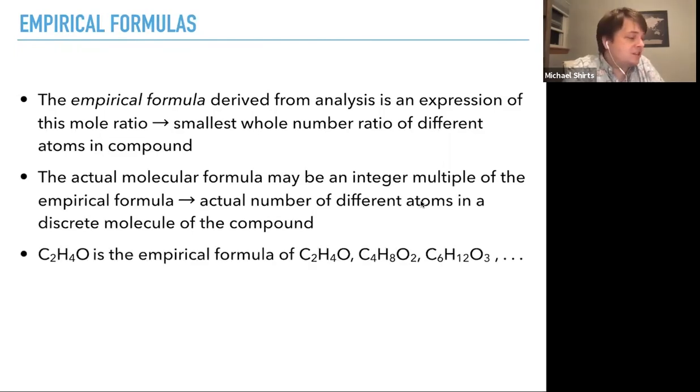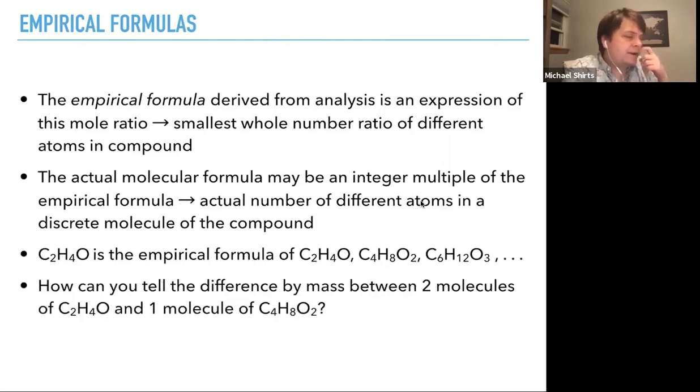So for example, C2H4O is the empirical formula of C2H4O, but it's also the empirical formula of C4H8O2, C6H12O3. And the way to think about why it is important is, let's say you're measuring some sample and you do some sort of elemental analysis and you know, okay, this sample is this percent carbon, this percent oxygen. Can you tell the difference by mass between two molecules of C2H4O and one molecule of C4H8O2? No, because they have the exact same mass.